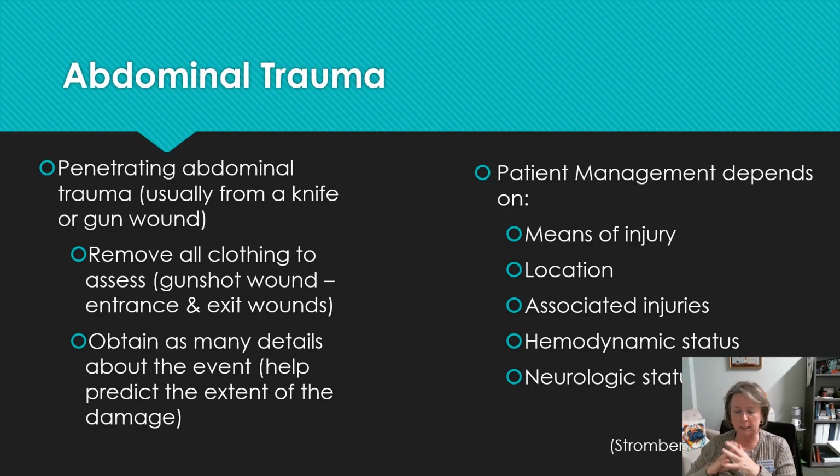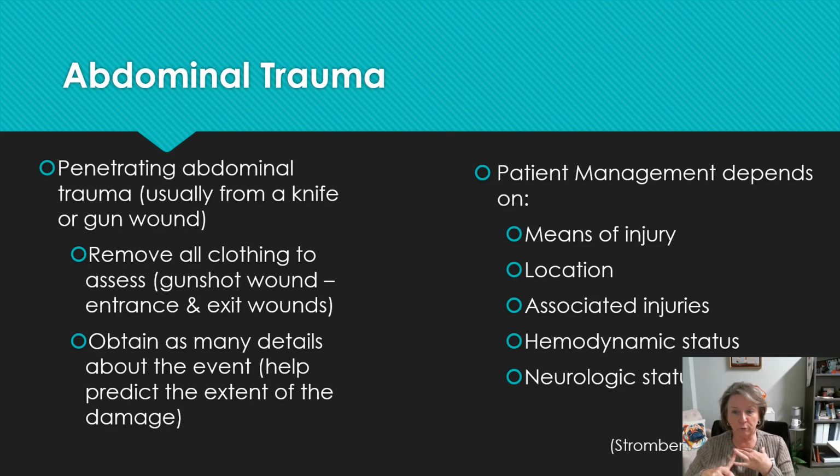There's other injuries that can take place, and things that could happen, shatter bones, stuff like that. So we need to kind of know where is the actual injury, and associated injuries. And hemodynamic status, we need to know, do you have a pulse? Do you have a blood pressure? Are you breathing? We need to know those things. And neurological status. Are you coherent? Are you unconscious? What is your LOC, your level of consciousness?